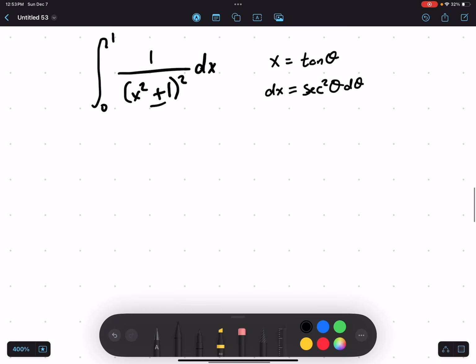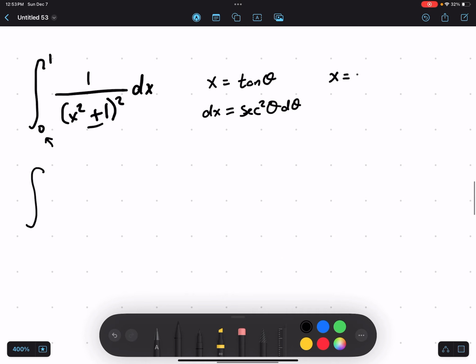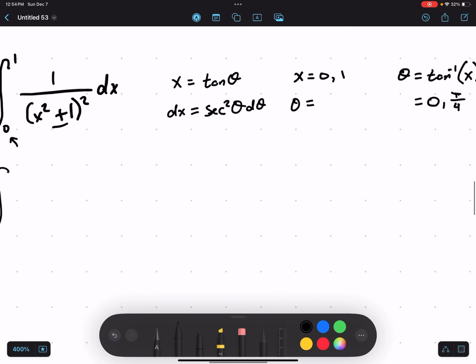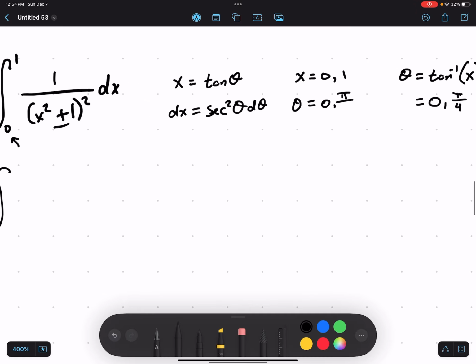And so we can rewrite this as the integral, and the first thing we need to do is actually change our bounds. So when x equals 0 and 1, we can say theta equals, and we start with, when x is 0, we solve for theta. So what we would do here is we would say theta equals arctan of x. And so when that is 0, theta is also 0. And then when it is 1, theta is pi over 4. And so we can write that here, 0, pi over 4.